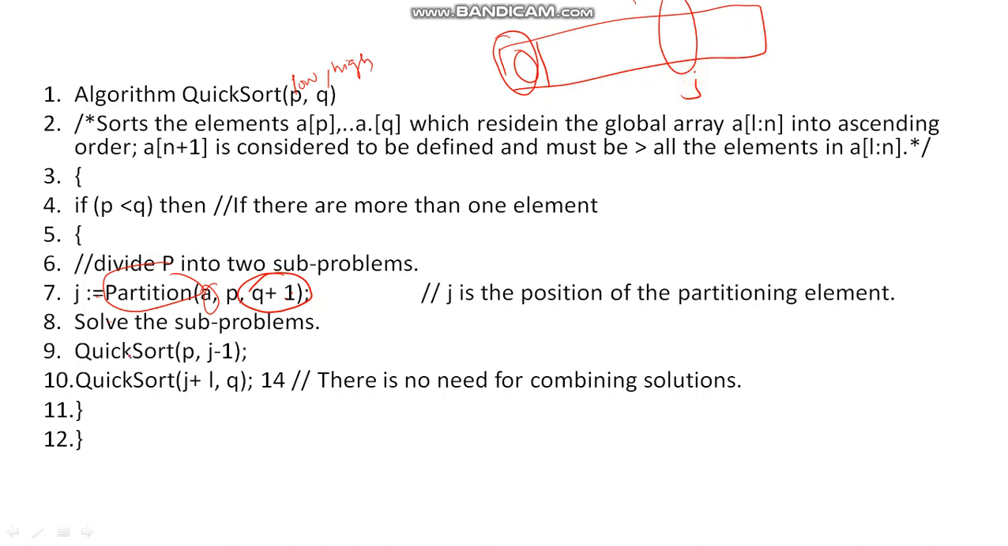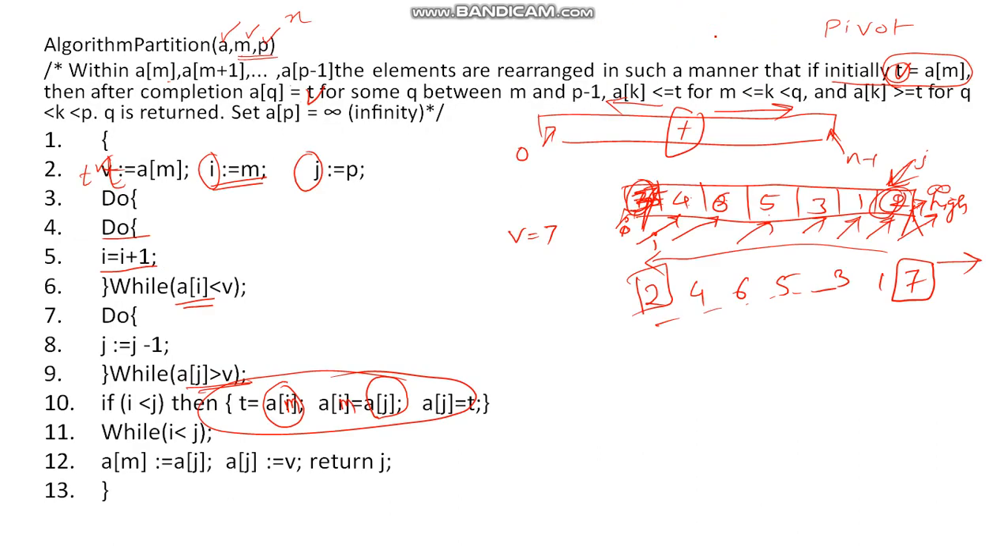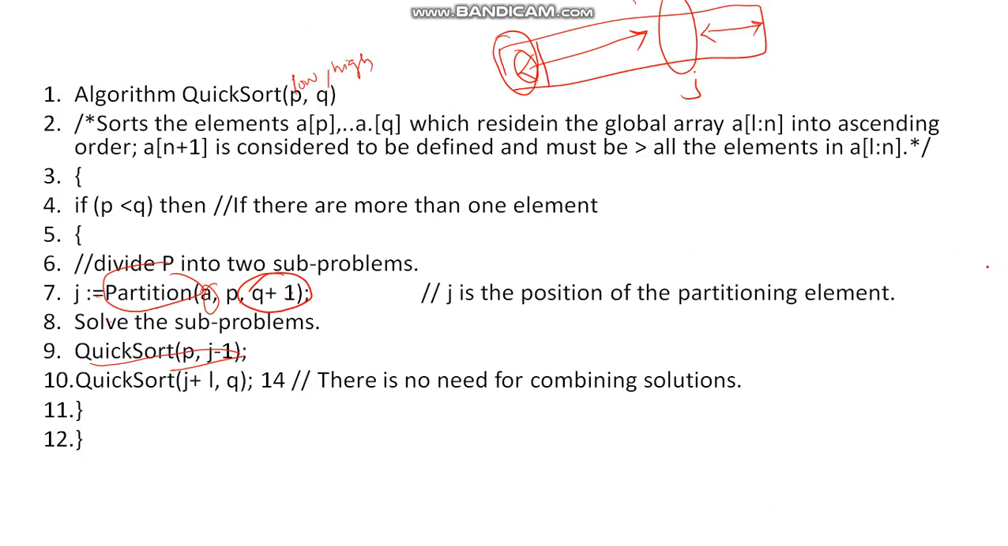And then we are calling two quicksorts: quicksort p to j minus 1, that is low to j minus 1, and quicksort j plus 1 to q. But in this case there is no need to call the second one, because in the second case there is nothing remaining. That is going to happen only if the array size is at least 2. So this is how the quicksort works.